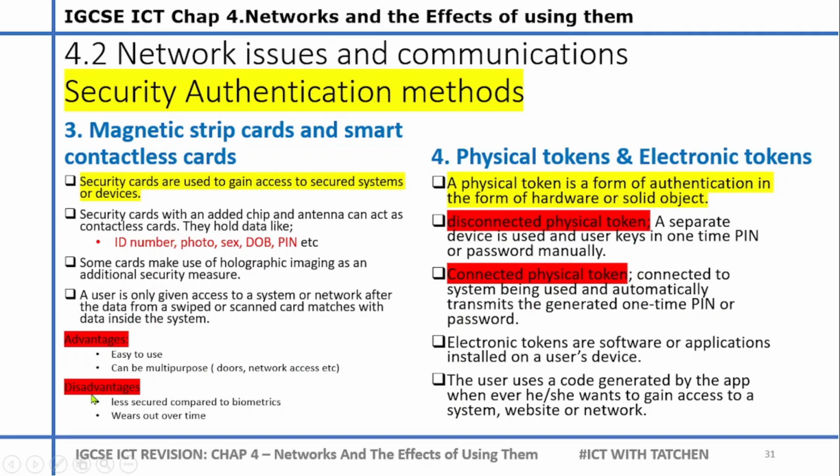The disadvantage of this type of authentication method is that they are less secure compared to biometrics. They wear out over time. Your card can wear out over time. Then we have another type of authentication method, which is physical tokens and electronic tokens.